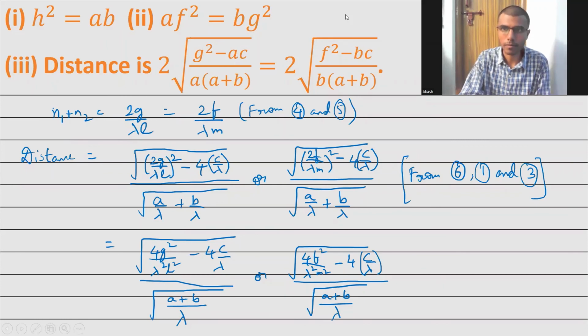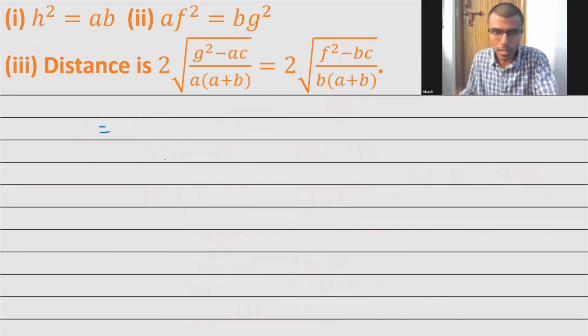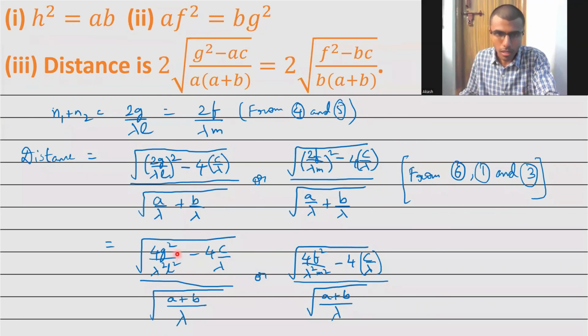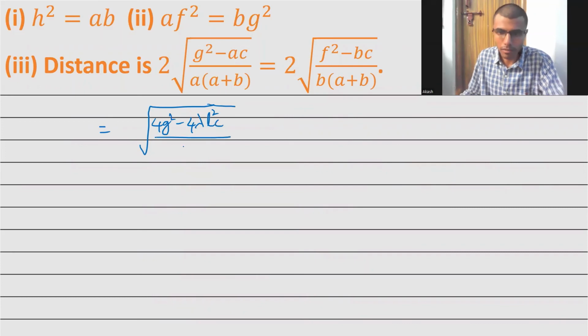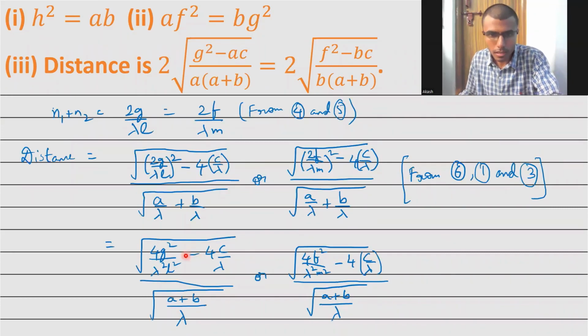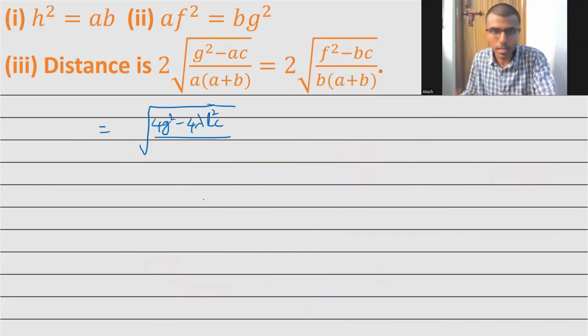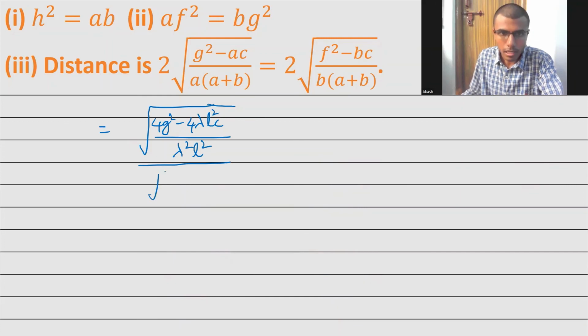Now here I'm going to take LCM. What I'd be left out with is, if I take 4 common, under root of 4g square minus 4 lambda L square c, divided by lambda square L square, that's my LCM, divided by under root of a plus b by lambda.